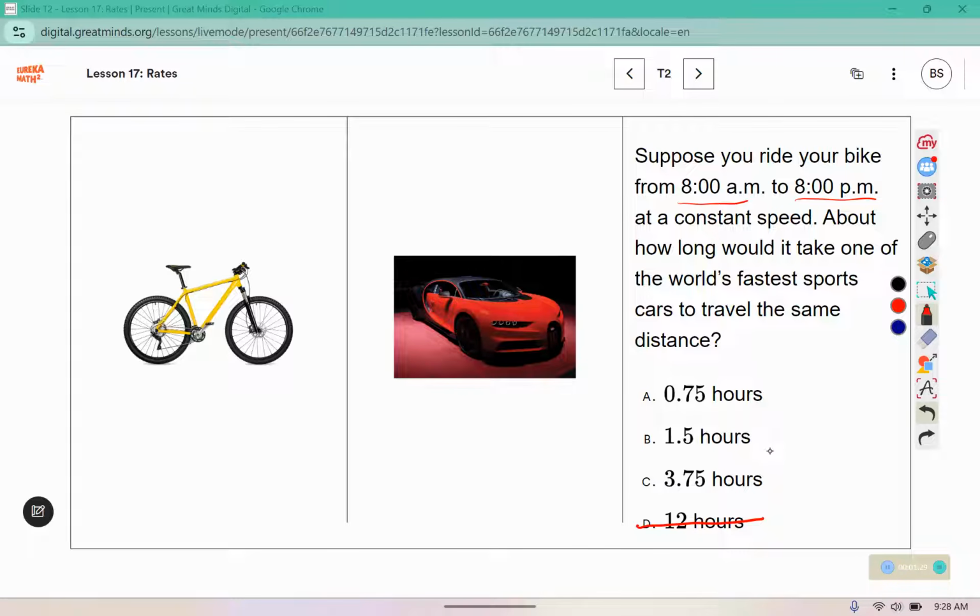But we don't know how fast the car travels. We don't know how fast you rode your bike. We also don't know the distance that you rode your bike in those 12 hours. So from here, it's mostly just a prediction. We would need more information to be able to narrow it down.